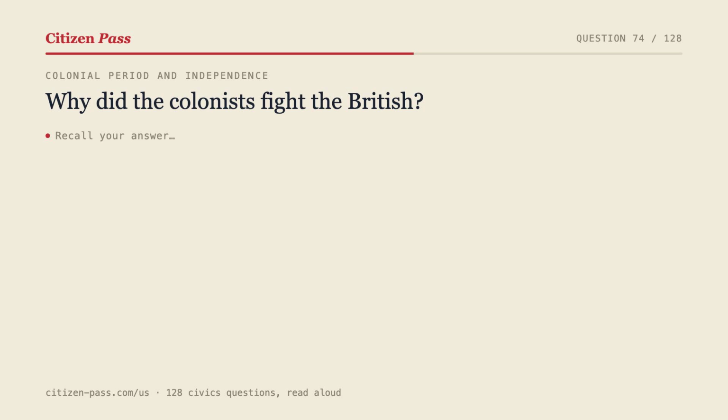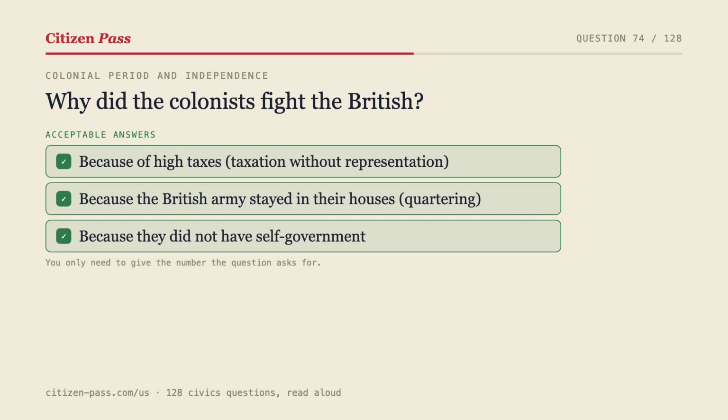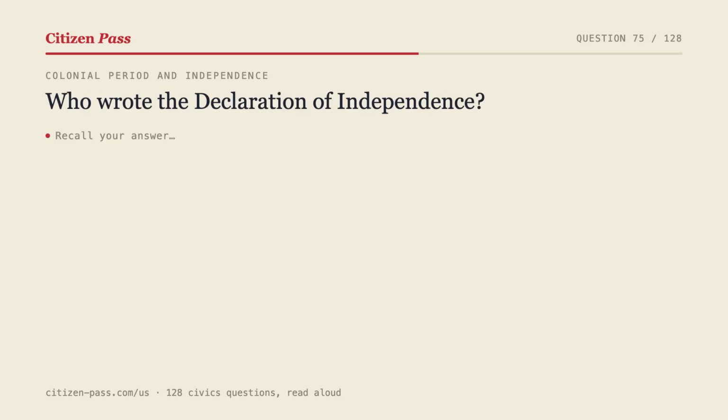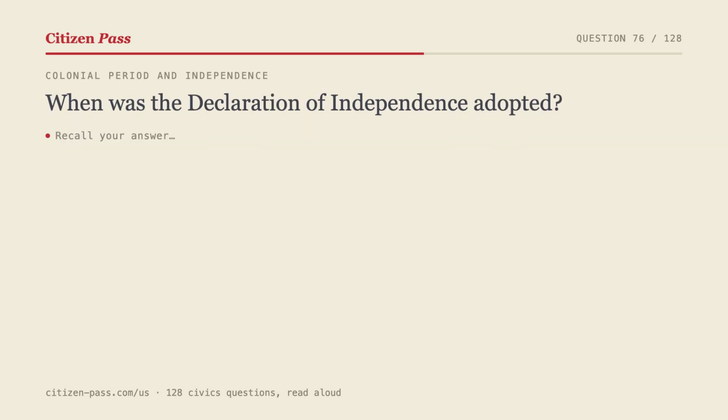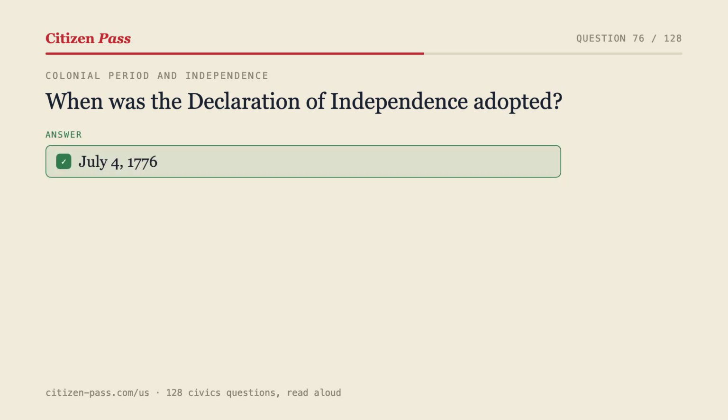Why did the colonists fight the British? Acceptable answers include because of high taxes, taxation without representation, because the British Army stayed in their houses, quartering, or because they did not have self-government. Who wrote the Declaration of Independence? The answer is Thomas Jefferson. When was the Declaration of Independence adopted? The answer is July 4th, 1776.